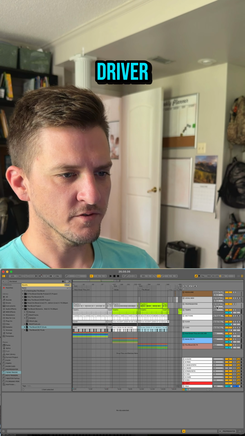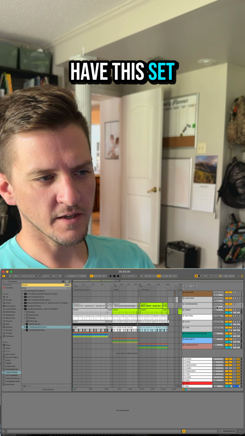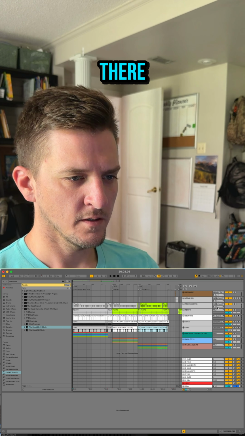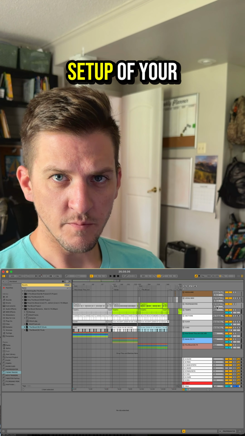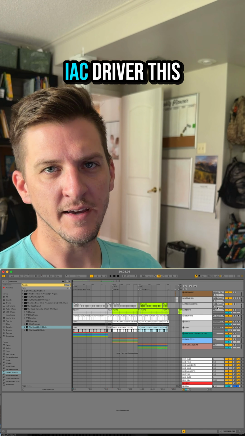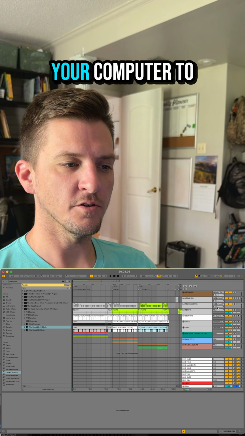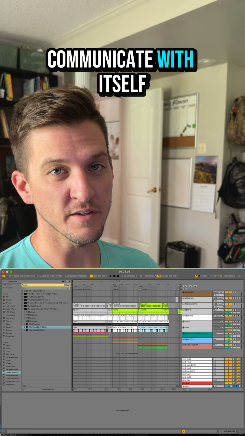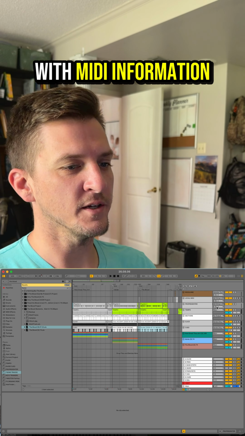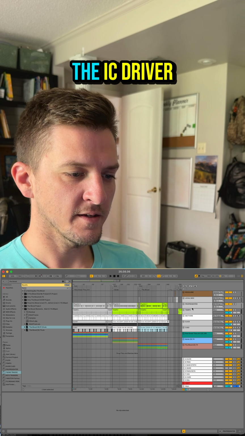to the IAC driver. If you don't have this set up, there's plenty of videos out there. You go into the audio MIDI setup of your computer and enable the IAC driver. This allows your computer to communicate with itself with MIDI information. So I've got the IAC driver.